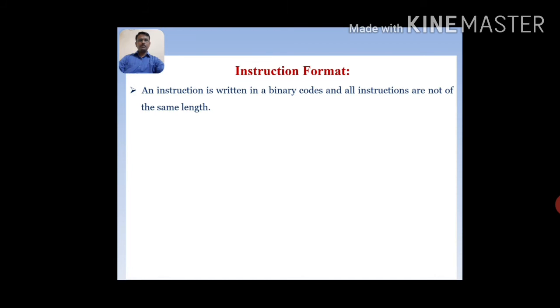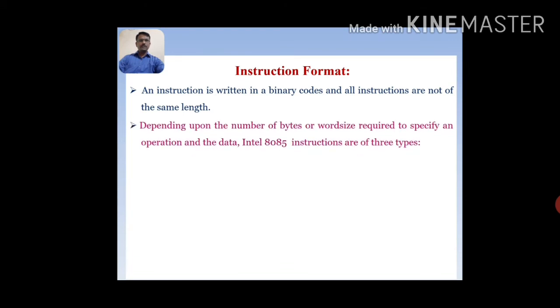We know that a microprocessor understands only a binary language, meaning the language of 1 and 0. It cannot recognize a high level language like English alphabets. An instruction is written in binary codes and all instructions are not of the same length. Every instruction performs different tasks, and obviously the length of instructions will vary. Therefore, all instructions are not of the same length.